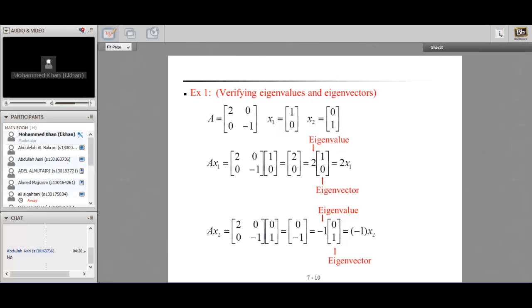Some more examples are there, verifying the eigenvalue and eigenvector. If there is a matrix and two eigenvectors, we just verify them. When we multiply Ax, that will be equal to 2 0. When you take 2 outside, there will be 1 0 here. So again, this is an eigenvector, equal to 2 x1. Similarly, if you multiply with x2, which is 0 1, the result will be 0 minus 1. Take minus outside, that will be 0 1. So again, we get the same thing. These are the steps for your understanding.